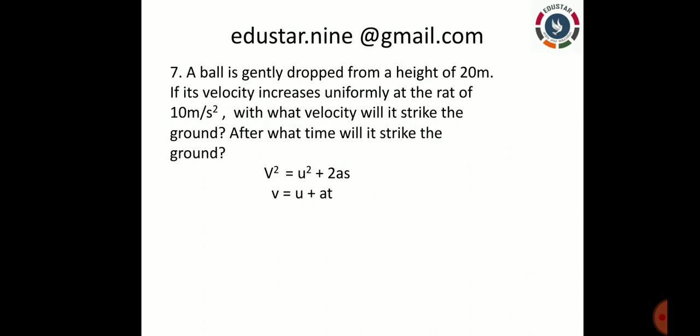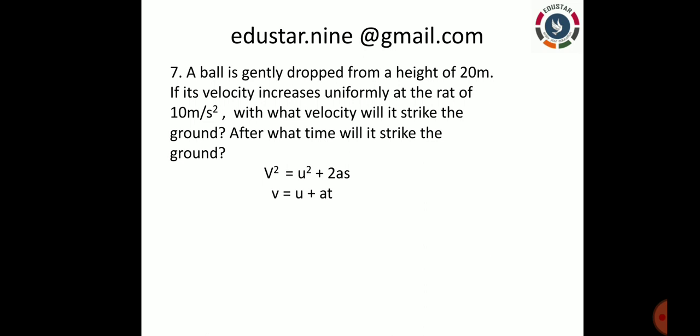Now let us see the third problem. This is the exercise problem, 7th problem. Okay, a ball is gently dropped from a height of 20 meter. So before the ball has been dropped, it was initially at rest. So initial velocity u is 0. Now it was dropped from the height 20 meter. So s is given, distance, so 20 meter. If its velocity increases uniformly at the rate of 10 meter per second squared, so acceleration is also given.